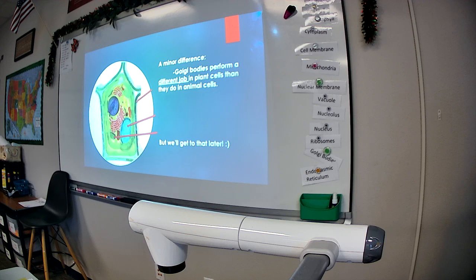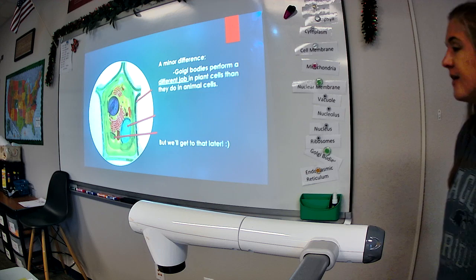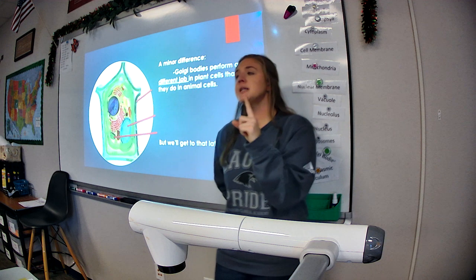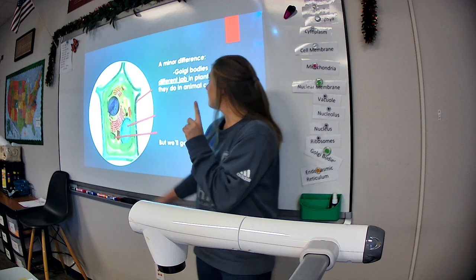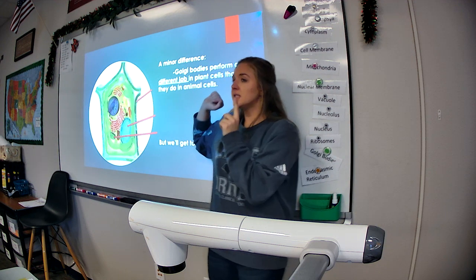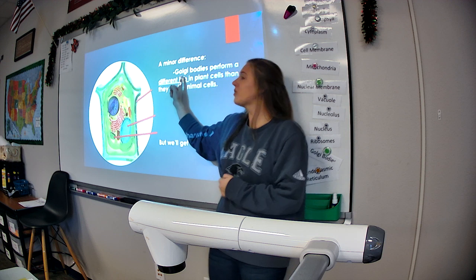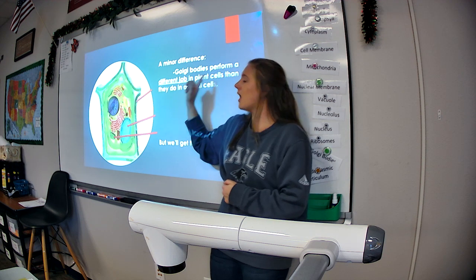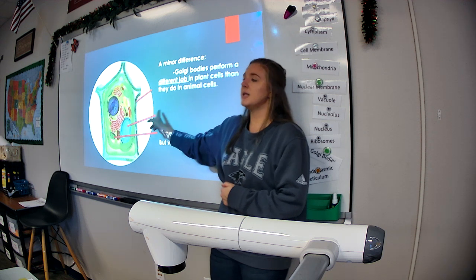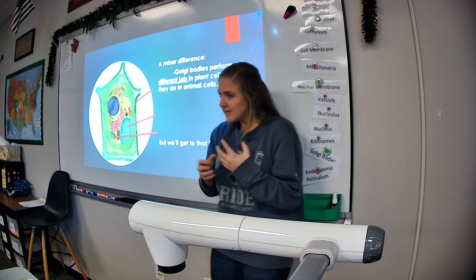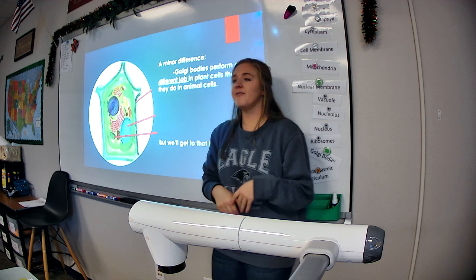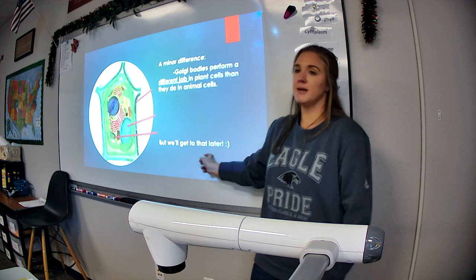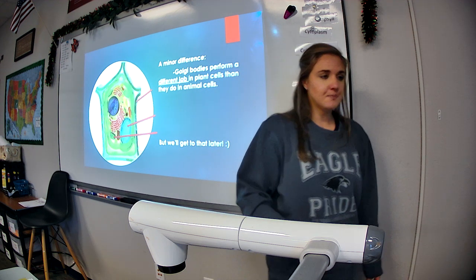Okie dokie. Those are the three major differences. There is one minor difference as well. The minor difference is this. While plant cells do have Golgi bodies, the Golgi bodies perform a different job in plant cells than they do in animal cells. So yes, they still have the same organelle, but it functions differently in a plant cell. But we'll talk more about what that job is in just a little bit. Okay? Not right now.